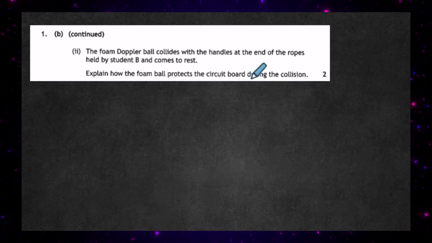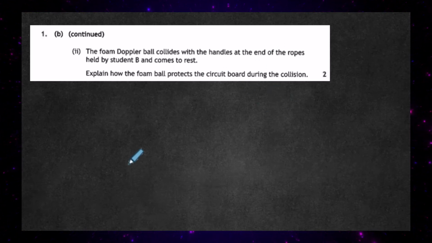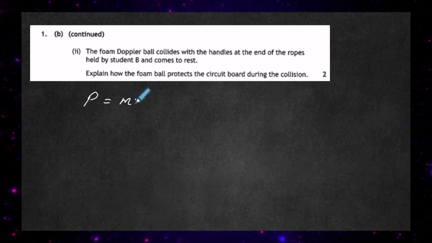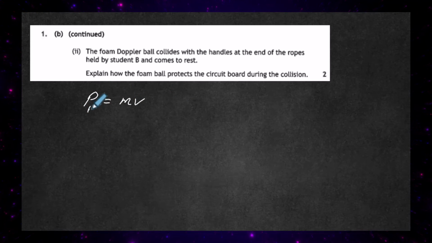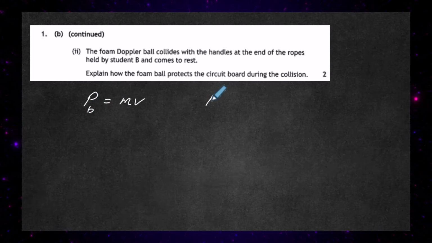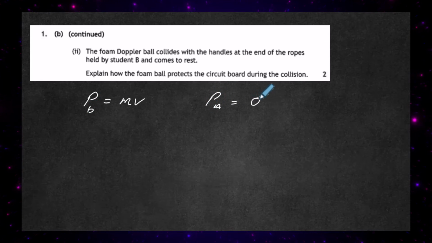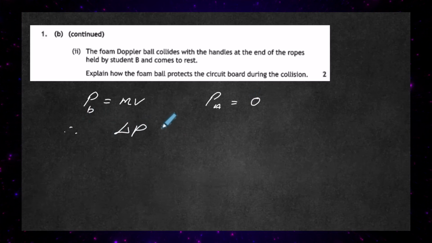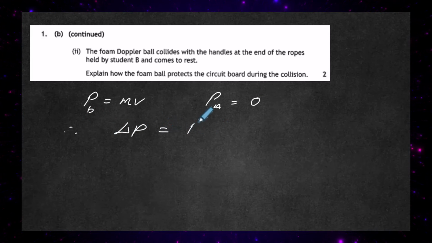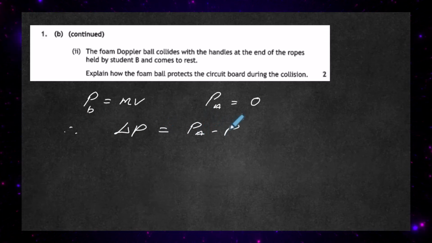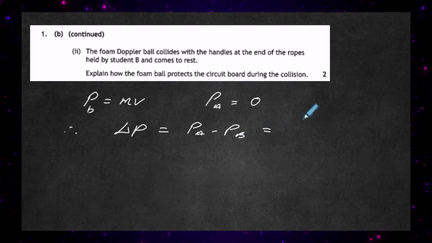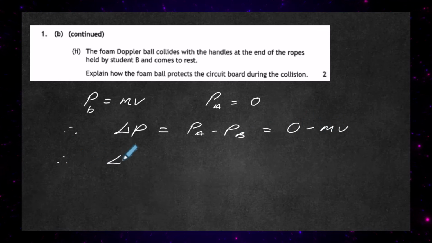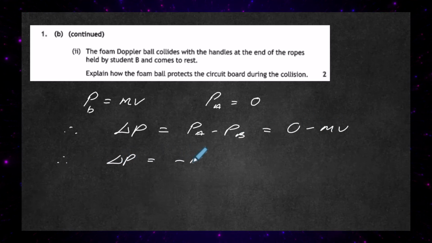Well, we know that the ball is moving towards the person. It will have a momentum, and that momentum is going to be equal to mv. And that's your momentum before it comes to a rest. The momentum afterwards is going to be equal to 0 since it comes to a rest, and therefore we've got a change of momentum, delta p, equal to the momentum after, take away the momentum before. That's going to equal 0 minus mv. Therefore the change of momentum is equal to minus mv.